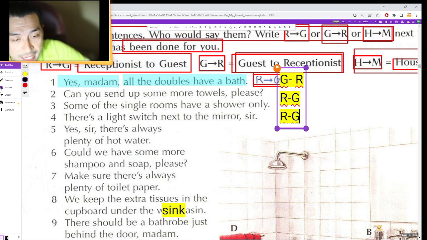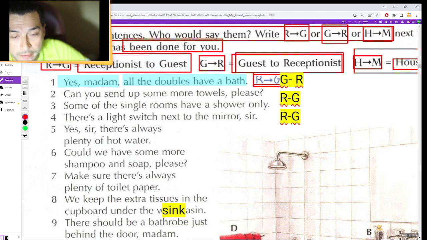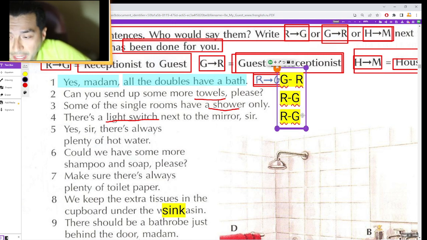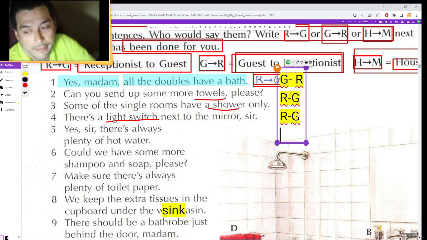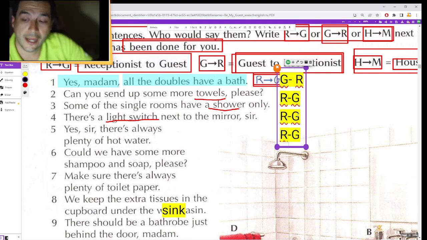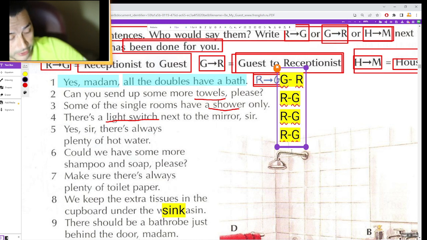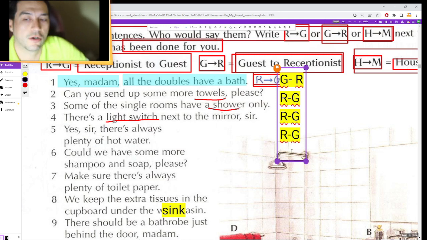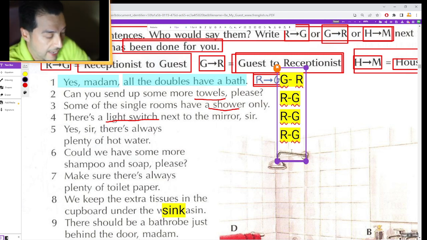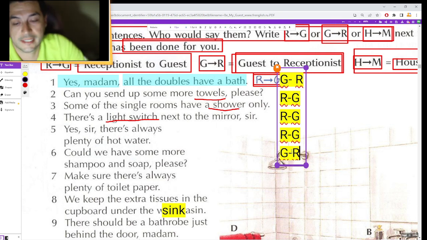So in this exercise, we have all the vocabulary for the bathroom. Towels, shower, light switch. Number five: Yes, sir, there's always plenty of hot water. Receptionist to the guest. Number six: Could we have some more shampoo and soap, please? This is the guest, guest to receptionist. More shampoo and soap, please.